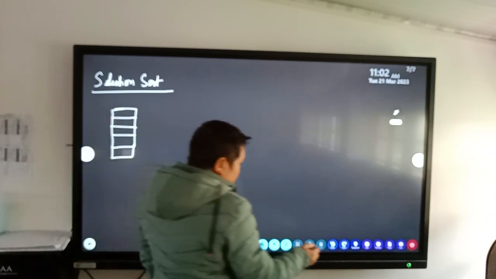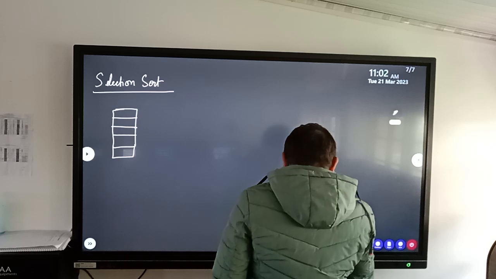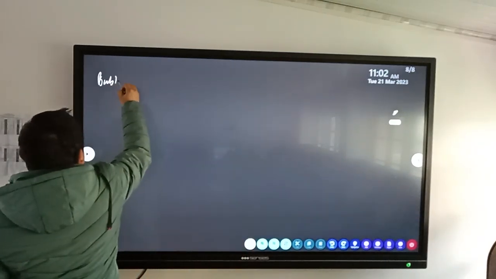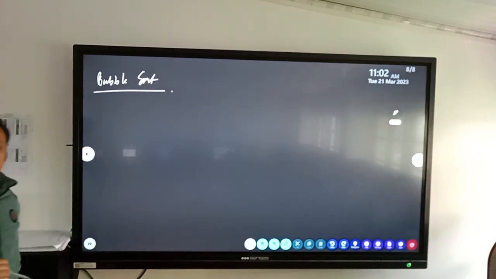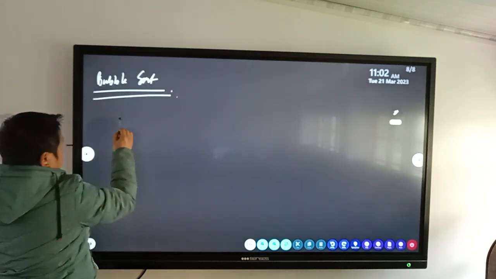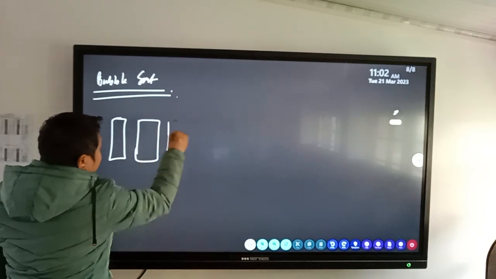Do one thing. Let's not do selection sort. Let's do bubble sort first, because there were some students who were asking me to revise bubble sort. So let me start with bubble sort. Now in bubble sort, let me draw this diagram to explain you.